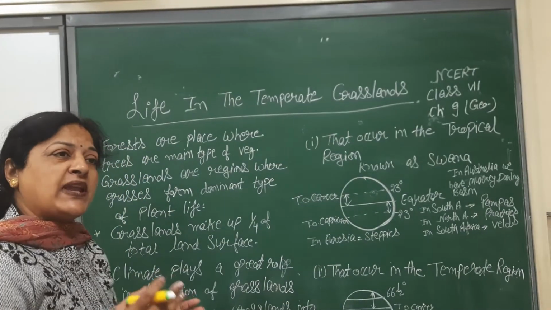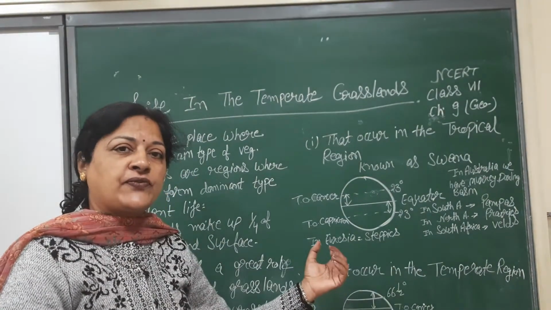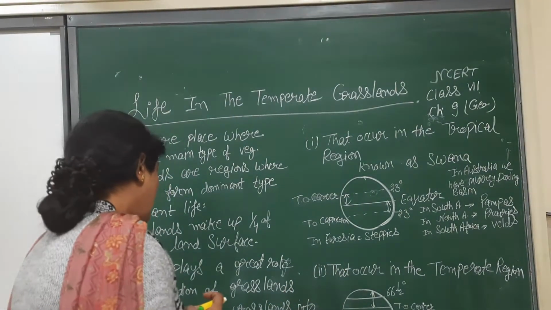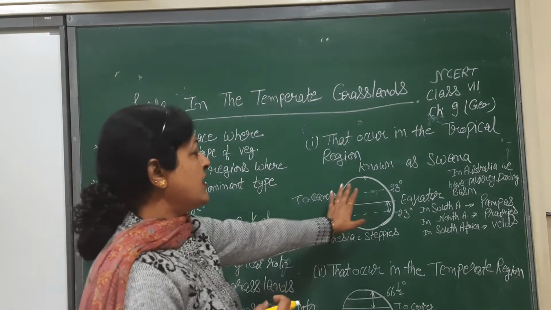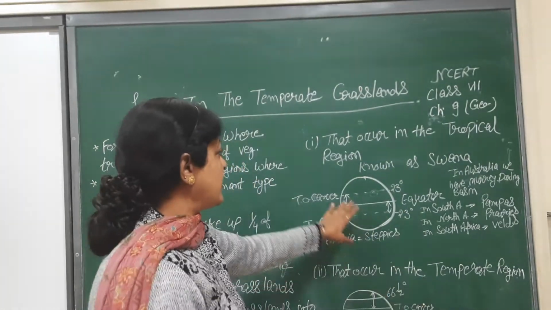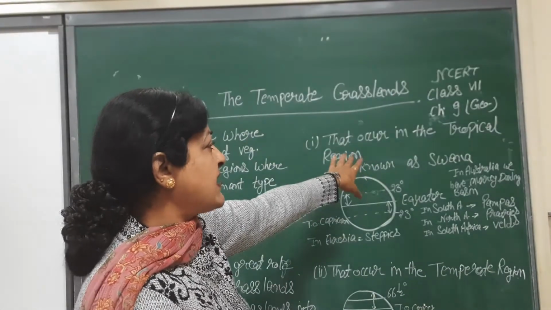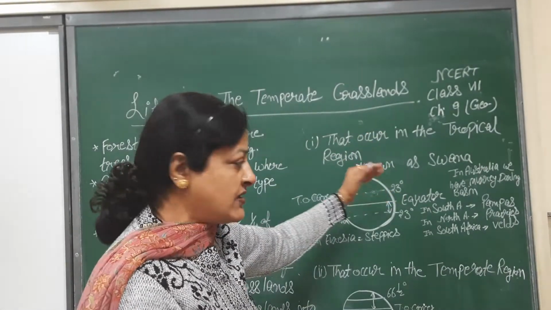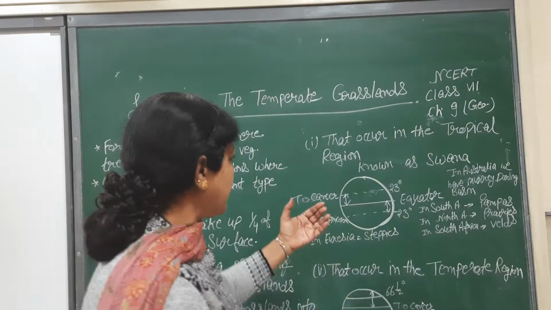The climate plays a great role in the formation of grasslands of any place. So we can divide the world's grasslands into two parts. First is the tropical region and the second is the temperate region. The first type of vegetation occurs in the tropical region, and the second type of vegetation occurs in the temperate region.